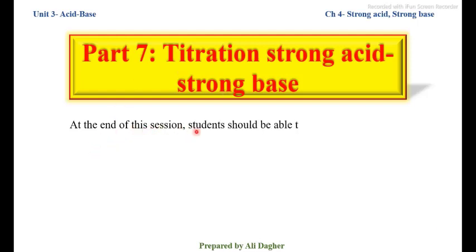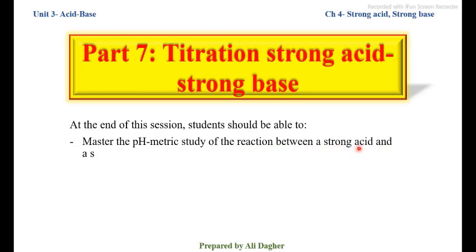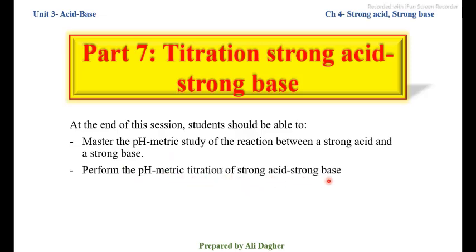At the end of this session, students should be able to master the pH metric study of the reaction between strong acid and the strong base. Perform the pH metric titration of strong acid, strong base.